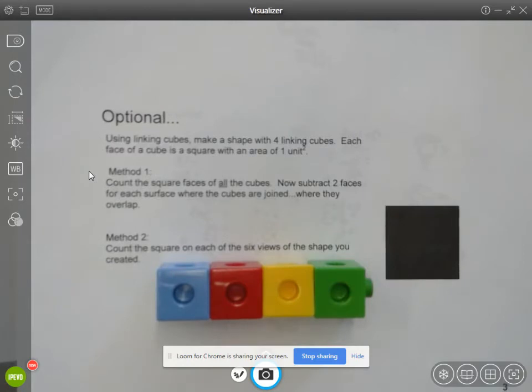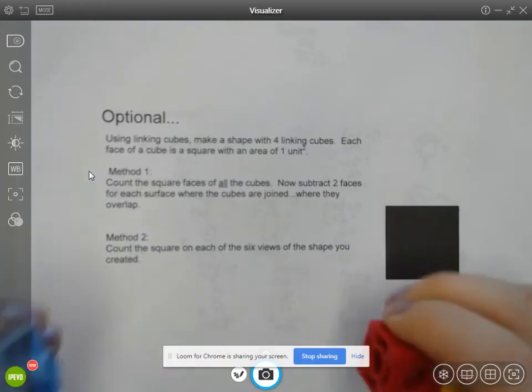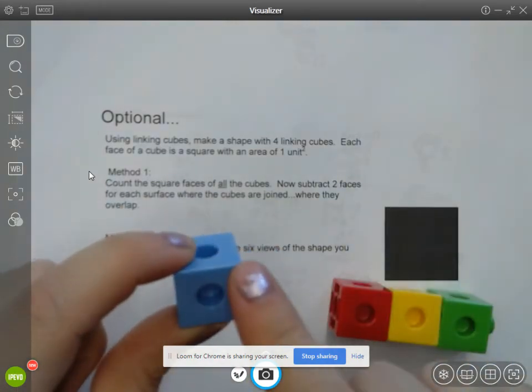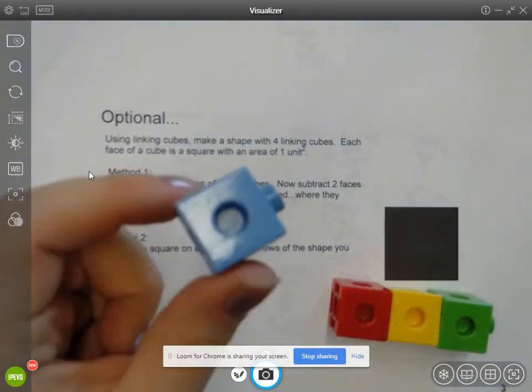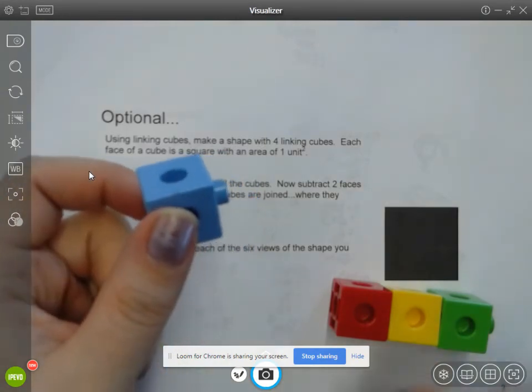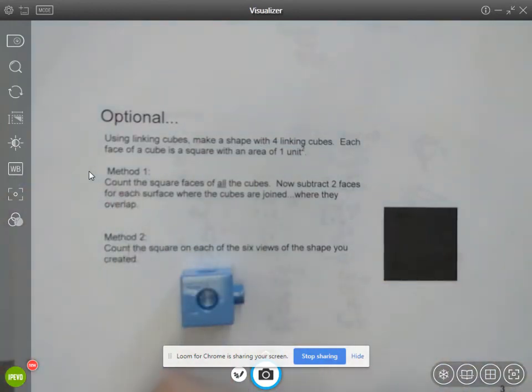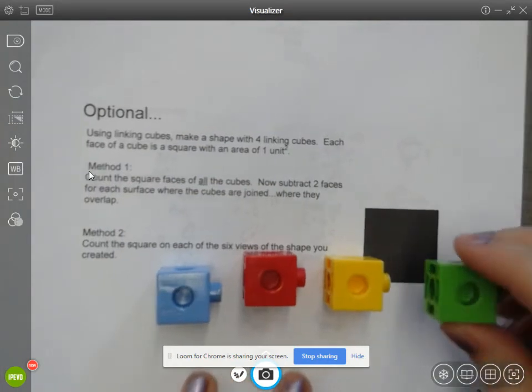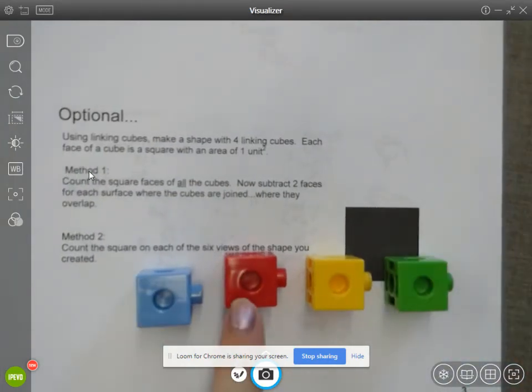Method 1: count the square faces of all the cubes. Now subtract 2 faces from each surface where the cubes are joined. Essentially, if I know that one of these cubes is a 1 by 1, and there are 6 sides that are the same, I can say the area of this entire cube is 6. So this is 6, this is 6, this is 6, and this is 6. 6, 12, 18, 24. So my area is 24.